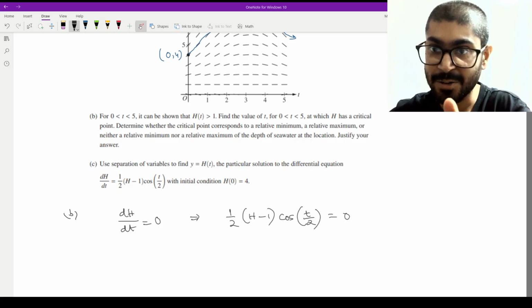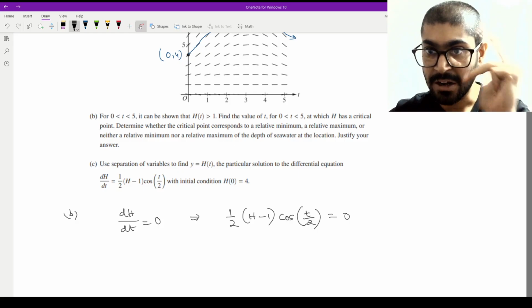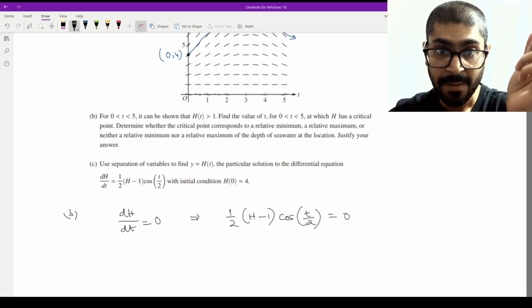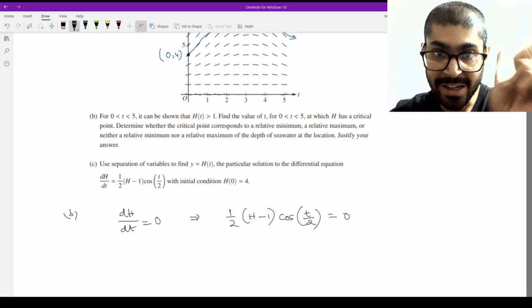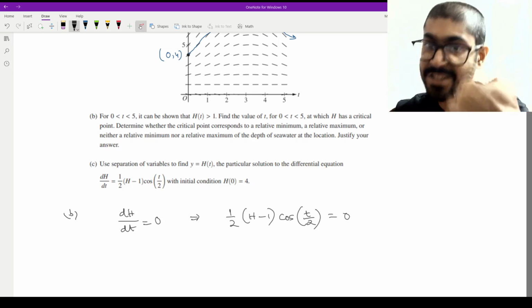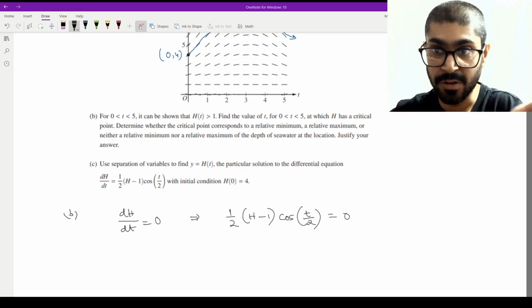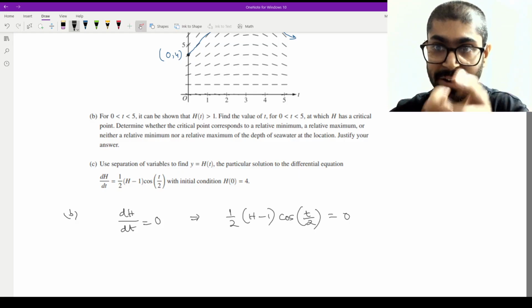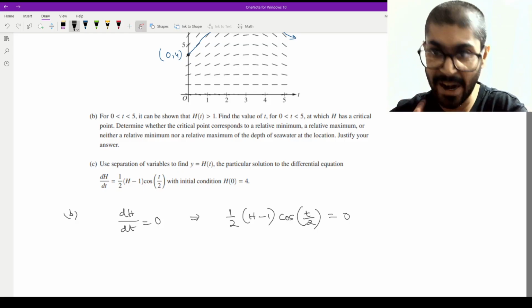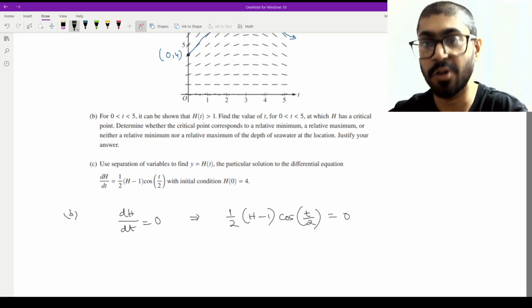Now here we have the product of three things equal to 0. We have half, h minus 1, and cos t by 2, right? Now half cannot be 0, that is a constant. It is given to you that for t from 0 to 5, h(t) is greater than 1. If h(t) is greater than 1, then h minus 1 will always be non-zero, because it's a difference of something greater than 1 and 1. So it will be non-zero. Therefore, the only part that could be 0 is cos t by 2.